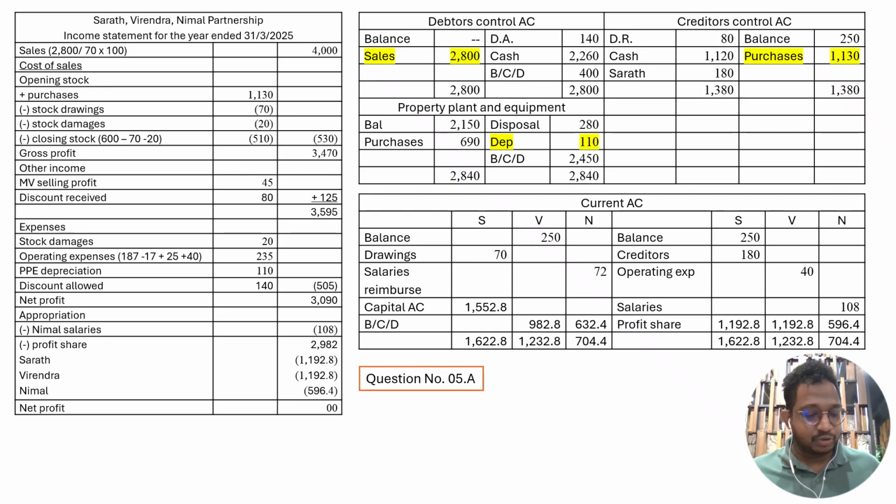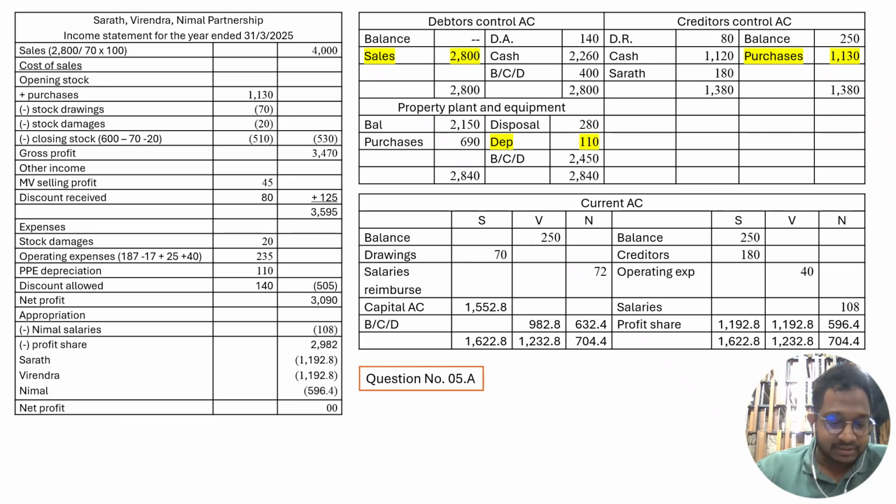As at the opening date, there were Sarat and Virendra, and they recruited Nimal as the new partner. And at the end, Sarat decided to retire from the partnership, right? So first of all, you have to do the capital account, which means you should record the new member recruitment first. So I will discuss that in the next slide. Okay, so I'm starting from this slide.